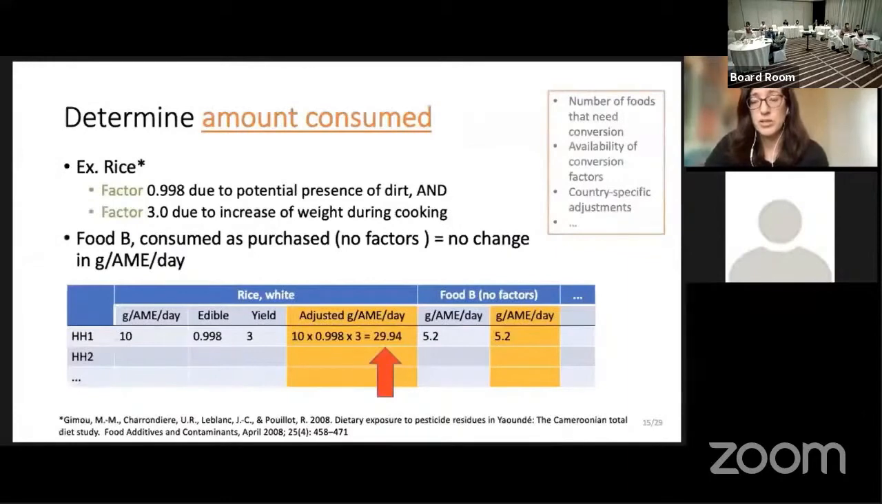This is a very important step, actually, but it may be time-consuming. Some conversion factors are available in the literature, but others may need to be determined experimentally. In this example, rice is transformed using two factors to account for presence of dirt in the raw material and water gained during cooking. After this conversion, the amount of rice per AME per day went from 10 grams to almost 30, which is quite an important increase.